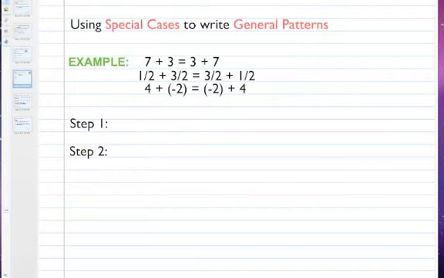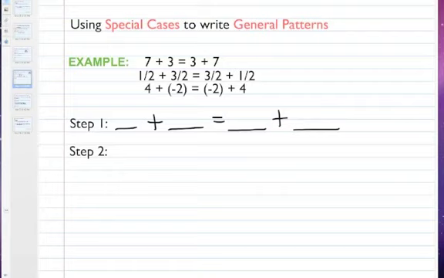We can use special cases to write general patterns, just as we did in lesson 5.1. The only difference tonight is we're working with two different variables. We still can use the 2 steps to writing a general pattern. The first step has us looking to see what is the same in all cases. Well, I noticed that we have some number plus some number is equal to some number plus some number. So the adding, the equals to, and the adding stays the same in all 3 cases.